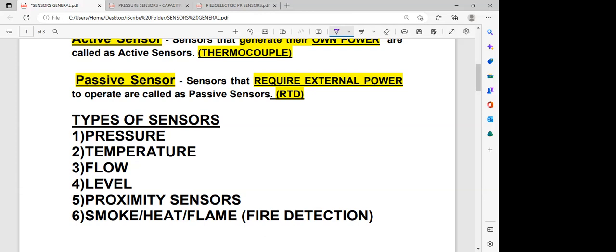But we must know the principle of operation. Therefore, when you are questioned in the examination, you have to know how that particular sensor would work. The main thing is principle of operation. So let's take the very first one over here, the pressure sensors.